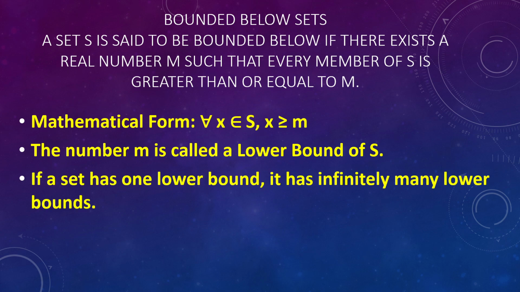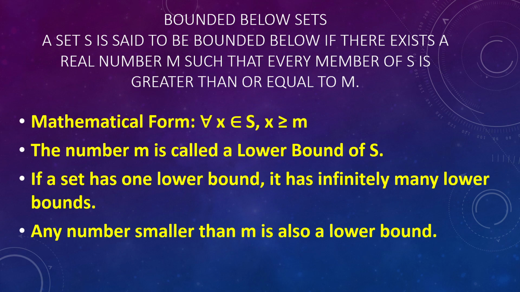Just as a set can have many upper bounds, it can also have many lower bounds. If a set has one lower bound, then it automatically has infinitely many lower bounds. This is because any number smaller than m will also be less than or equal to every element of the set, and hence will remain a lower bound. Later, we shall see that among all lower bounds, one particular lower bound plays a special role. It is called the infimum or greatest lower bound.